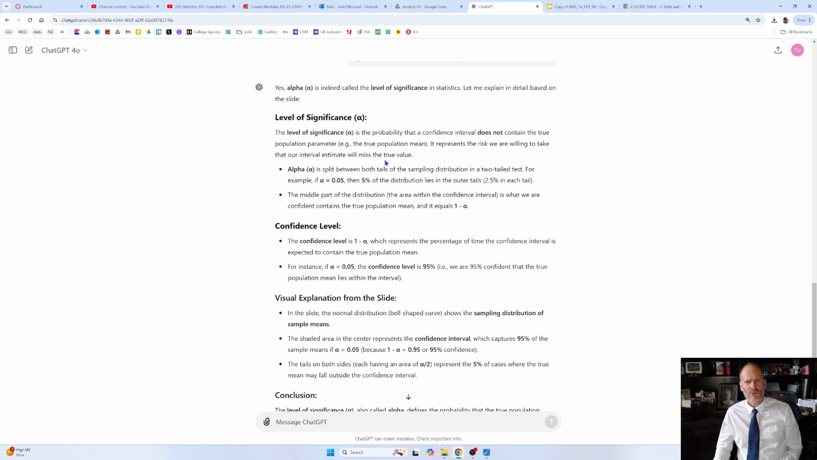It represents the risk we are willing to take that our interval estimate will miss the true value. Alpha is split between both tails of the sampling distribution in a two-tailed test. So alpha is split between both tails in a two-tailed test. If you didn't know, it's just like a different language.